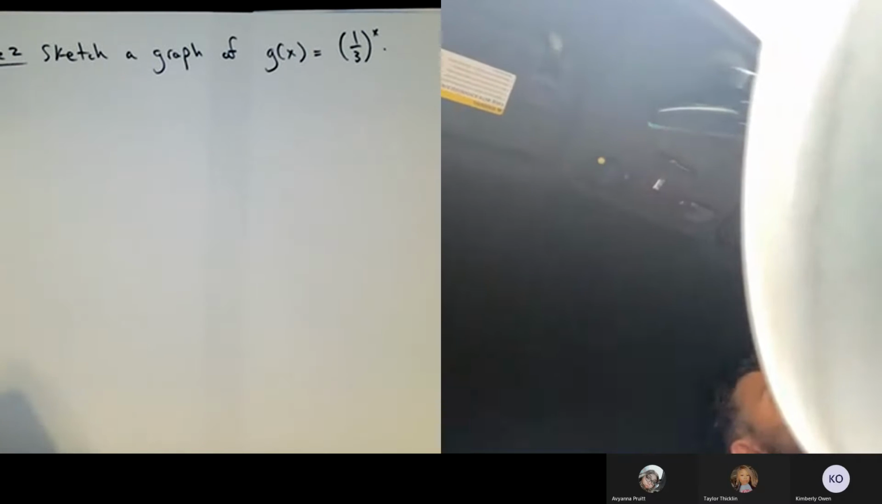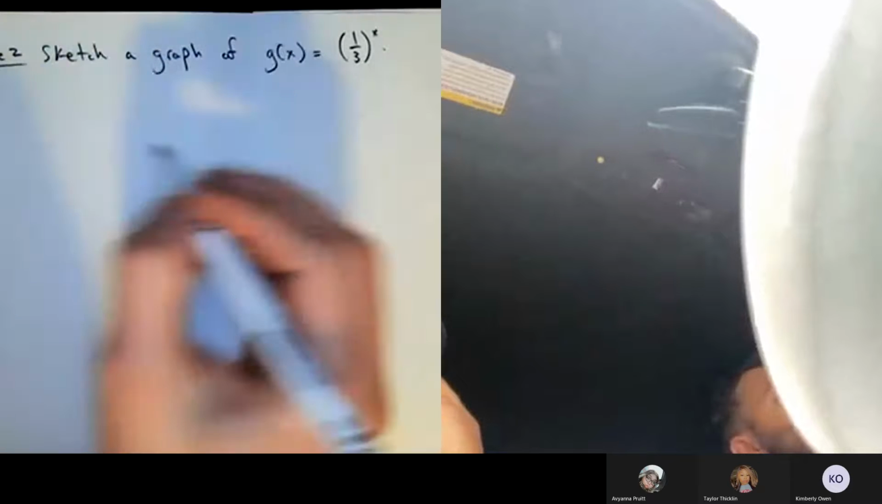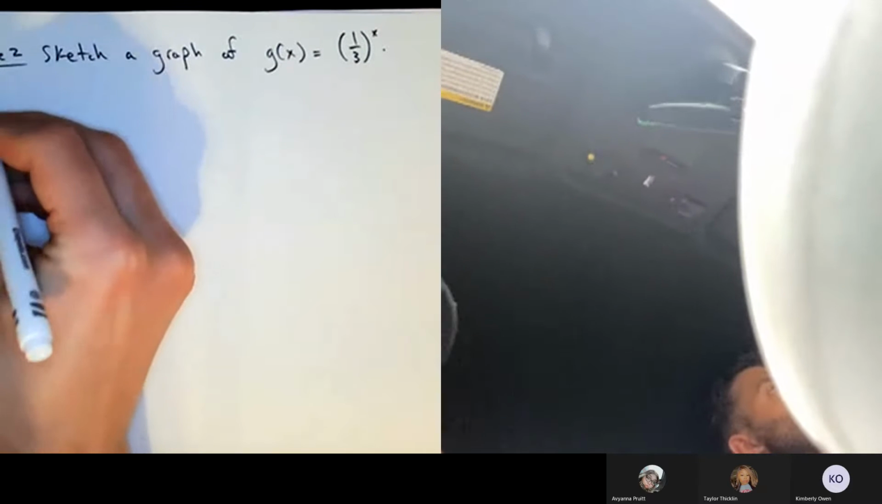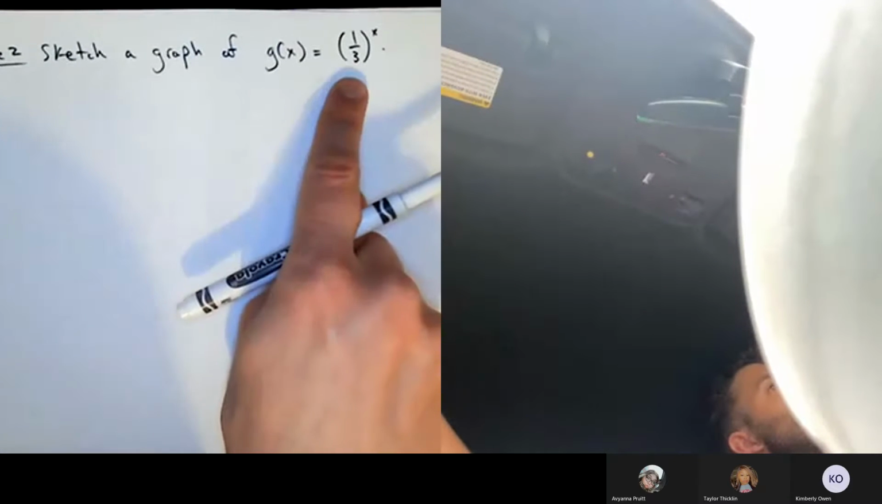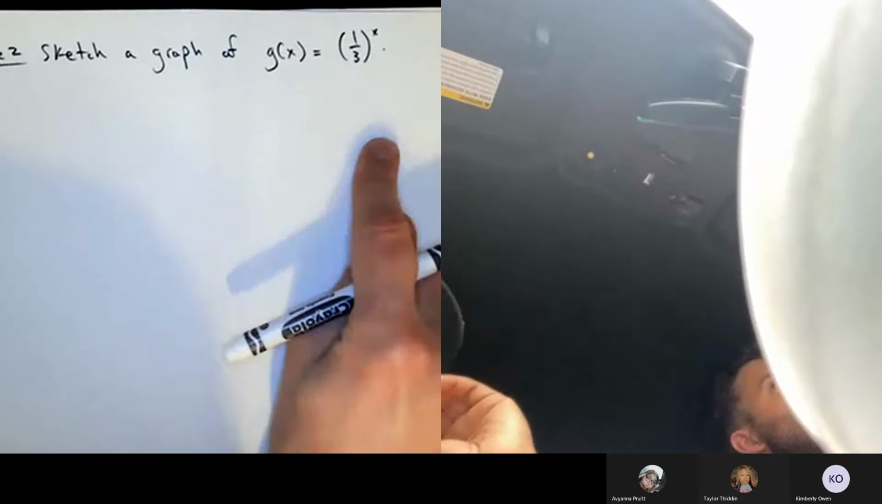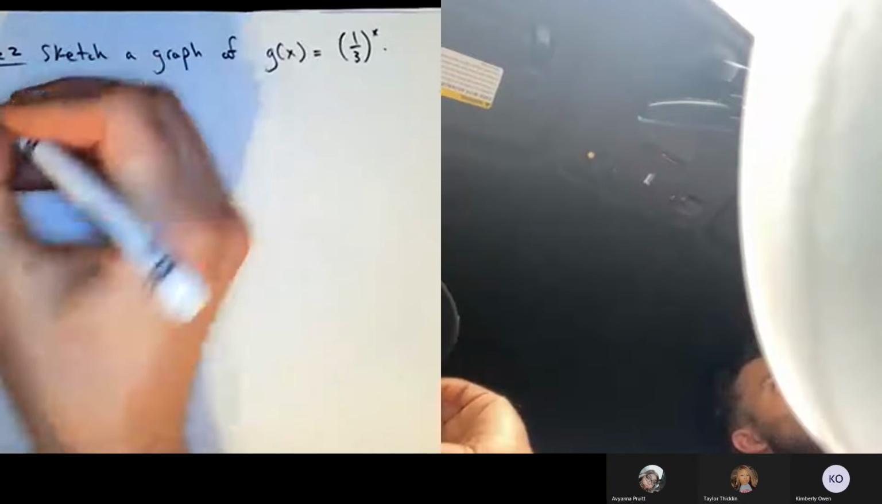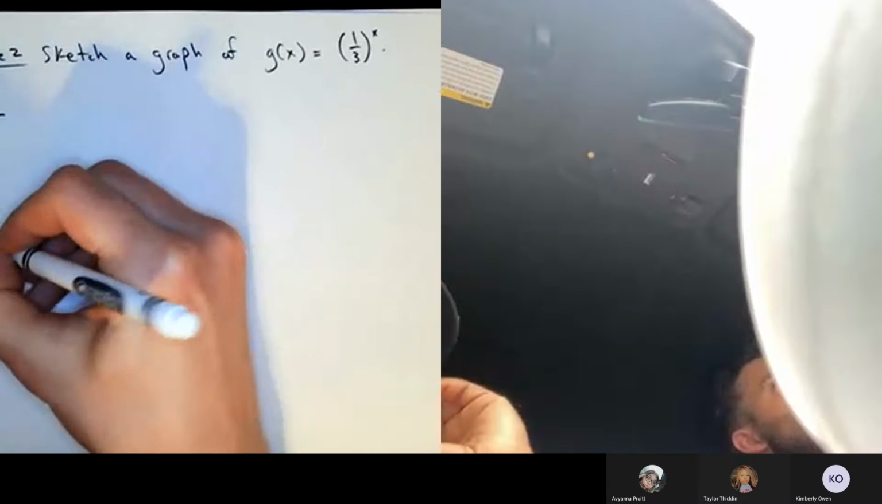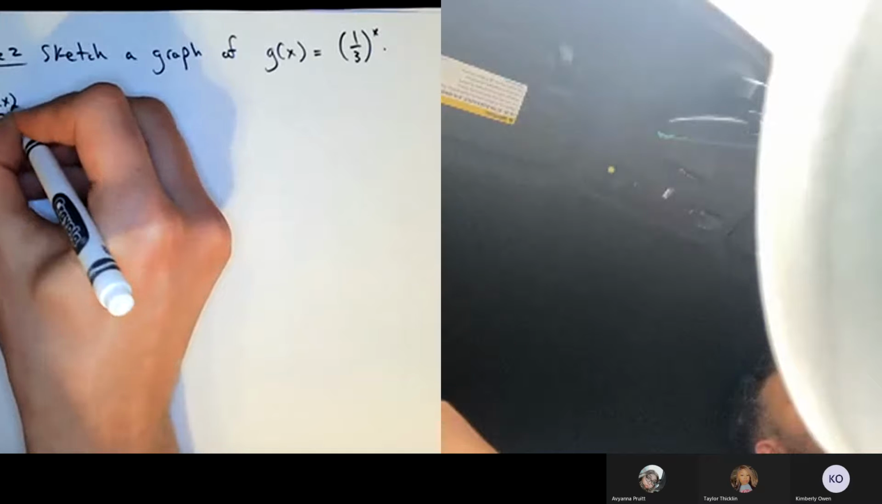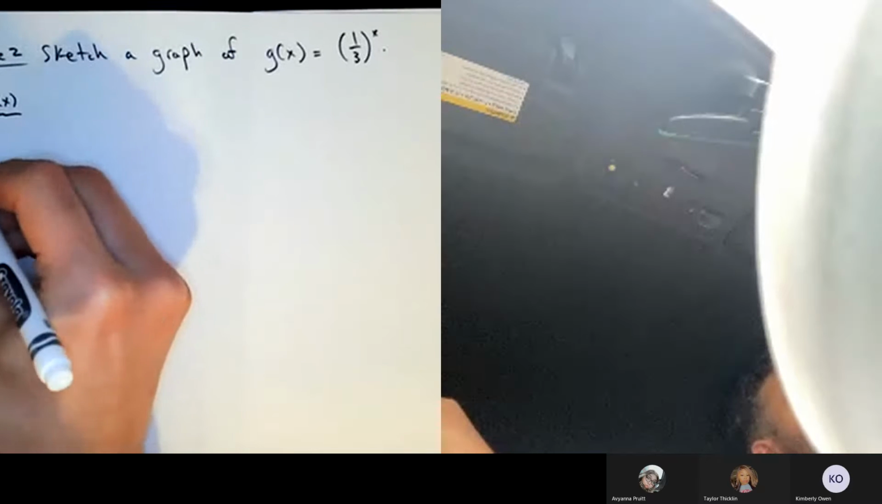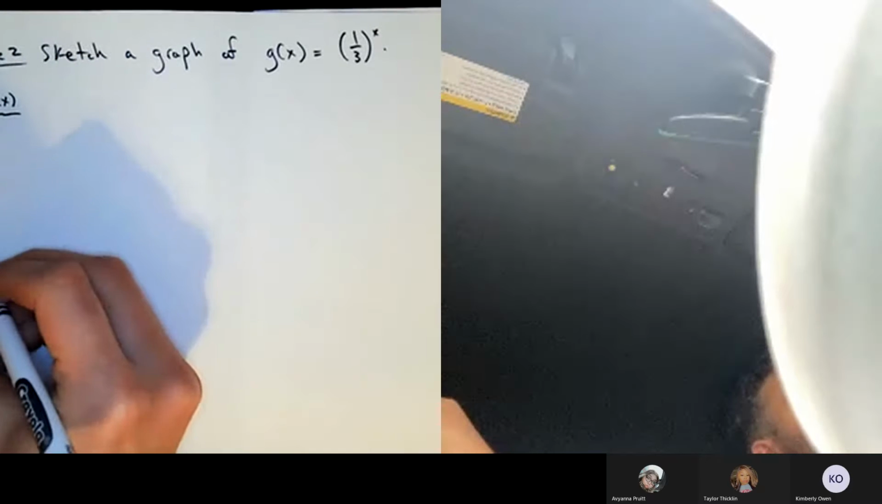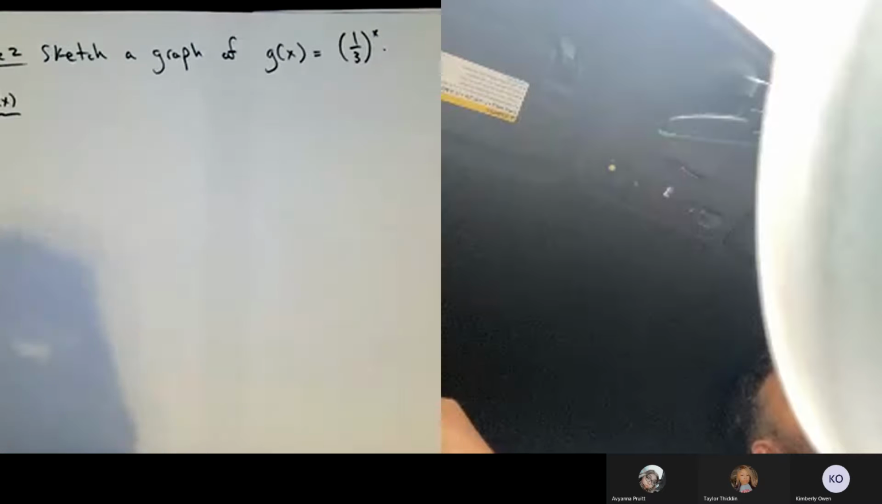Okay, so make a table of values. So 1 over 3 is the a. It's between 0 and 1, right? It's less than 1. All right. Make it a little bit bigger here, and then g of x here. Same values, -2, -1, 0, 1, and 2. All right, let's consider these.